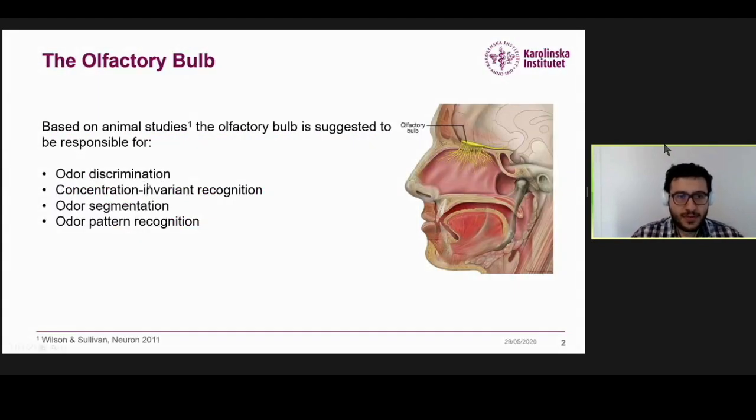Olfactory bulb is the first processing stage of olfaction in the central nervous system. There are tons of animal studies on olfactory bulb in which they could link it to a long list of olfactory tasks like odor discrimination, concentration invariant recognition, odor segmentation, and odor pattern recognition.